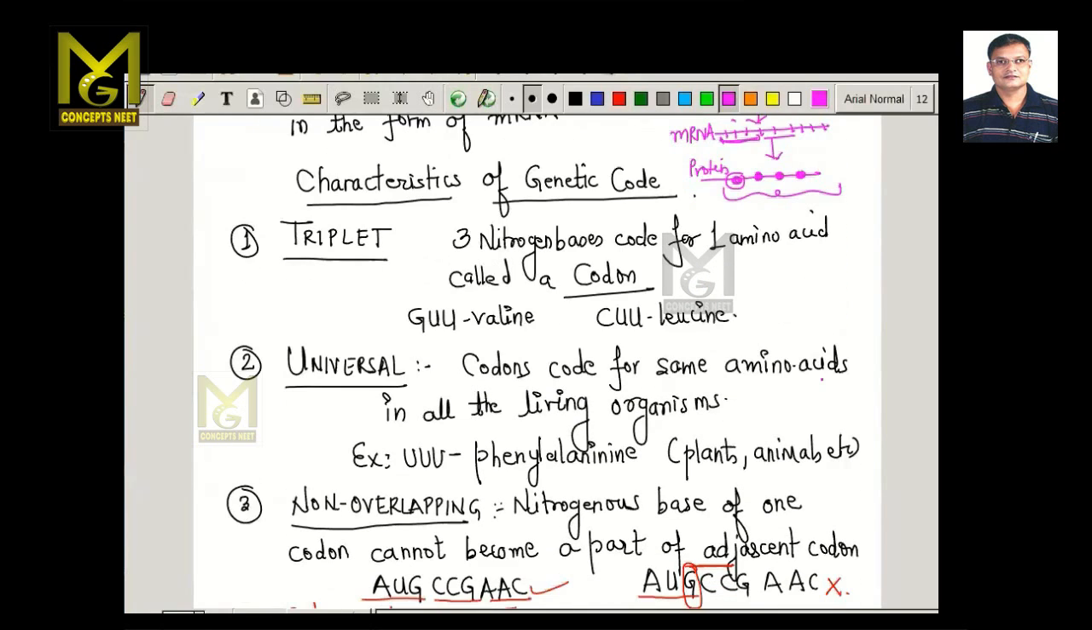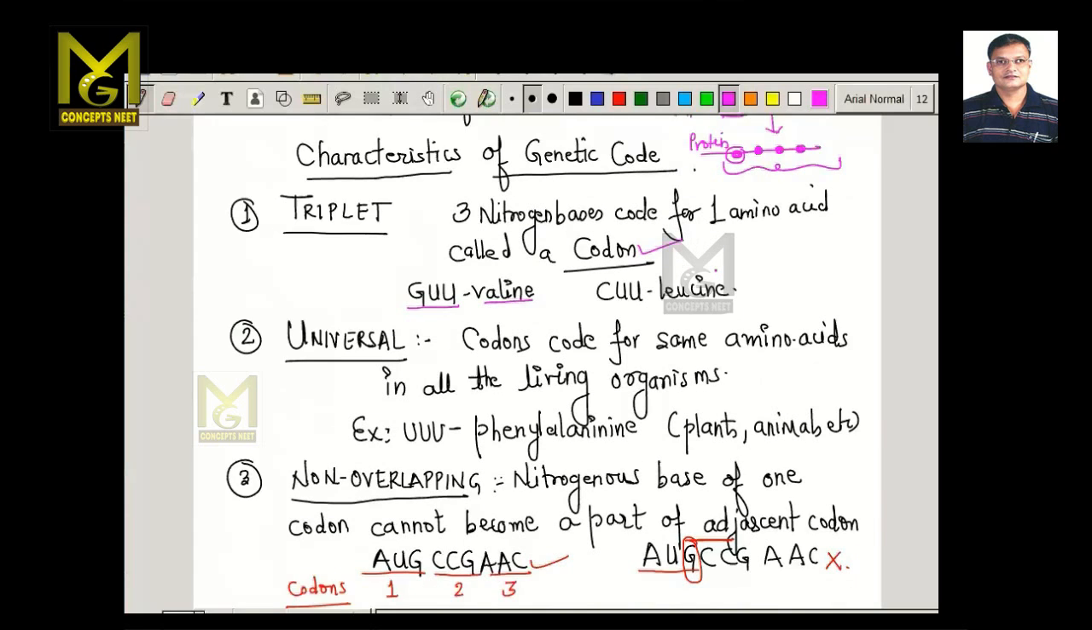So what are the characteristic features of the genetic code? The genetic code is always a triplet code. That means three nitrogenous bases, as you can see here, code for one amino acid. When three nitrogenous bases code for one amino acid, we call them a codon, or a triplet code.